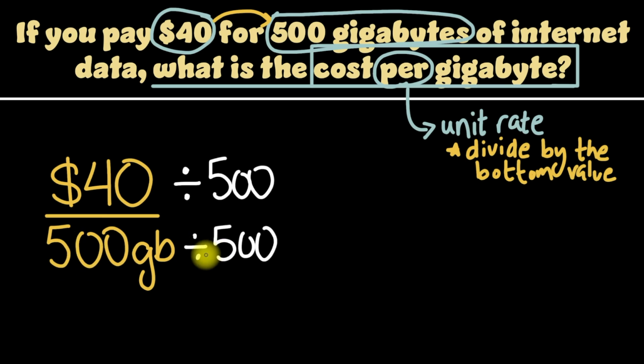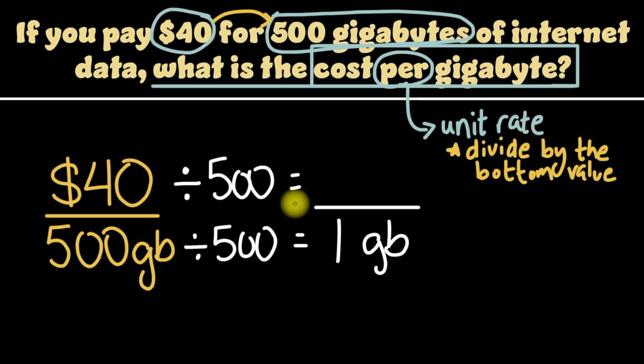And what's 500 divided by 500? Well, that equals 1. So in the bottom of our unit rate, we've got 1 gigabyte. And that's great because that's exactly what we want. Then we'll put the line for our unit rate on top of the 1 gigabyte. And then finally, we'll divide 40 by 500. And what do we get when we do that? Well, this lesson is not really on division, but I'll do the math on the side and fast forward through it so we can get to our answer.